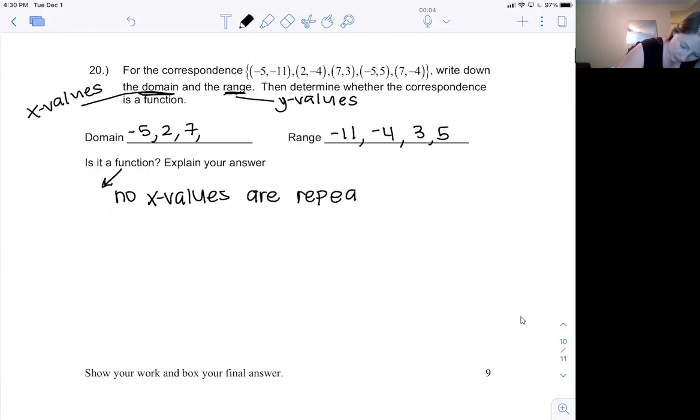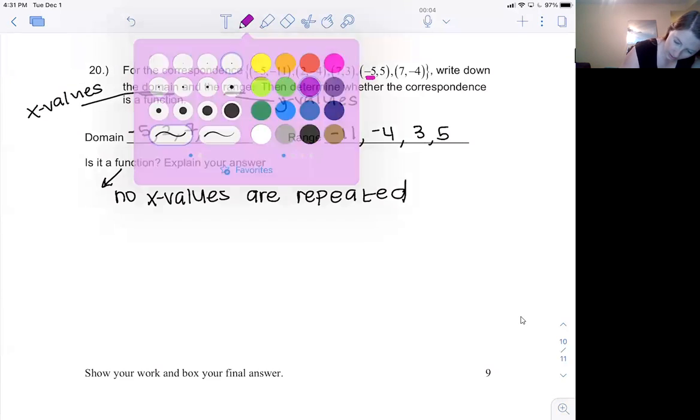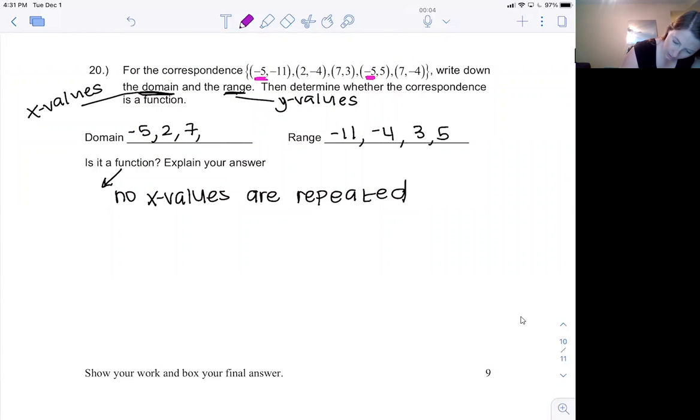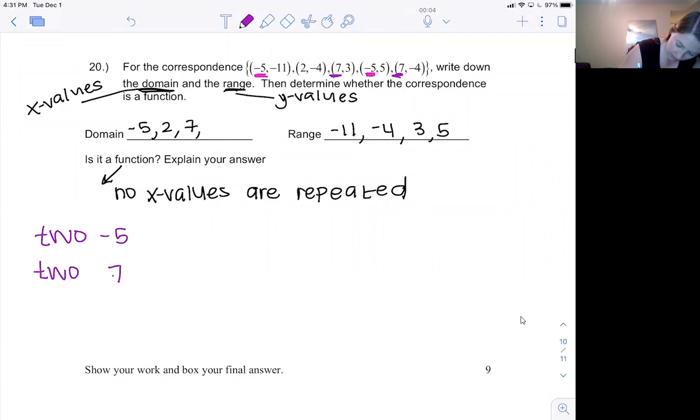So if I don't have any repeated x values, then it is a function. But because I have a negative 5 and a negative 5, oops, that's a y value, and a 7 and a 7. So 2 negative 5s, 2 7s. This means it is not a function.